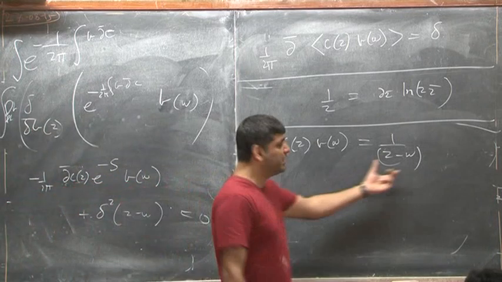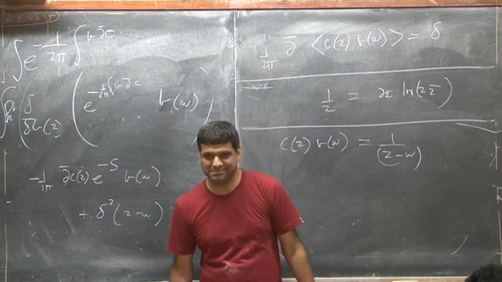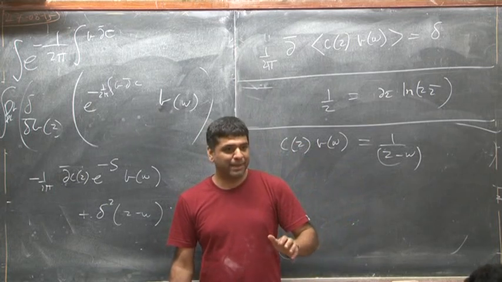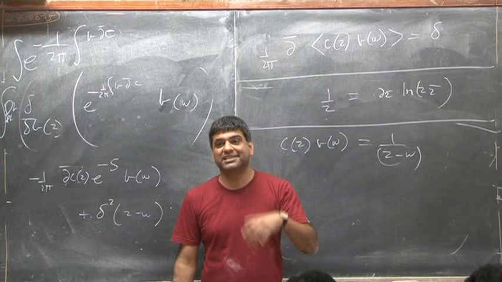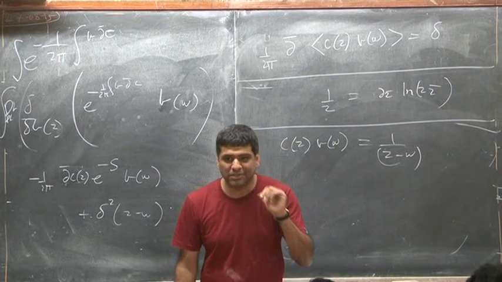By the way, it's always a good thing to remember that a pole is not quite a pole. Del z bar acting on the pole is a delta function. It's not quite zero. That's always a good thing to keep in mind.